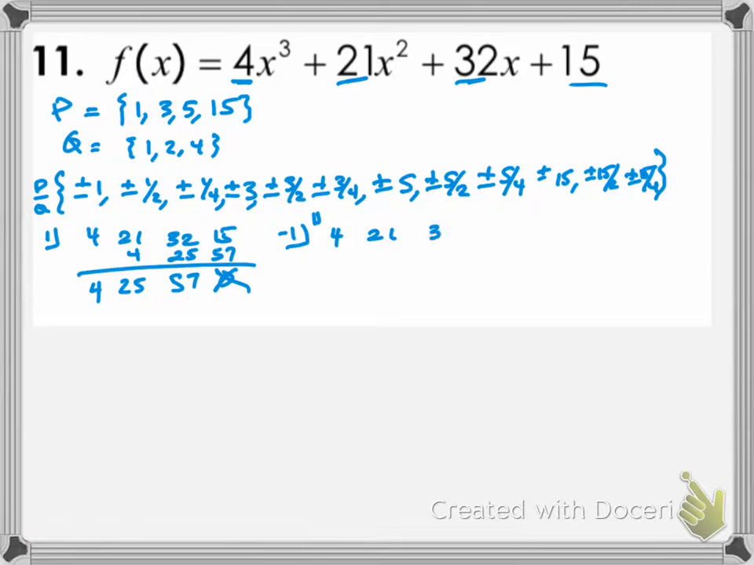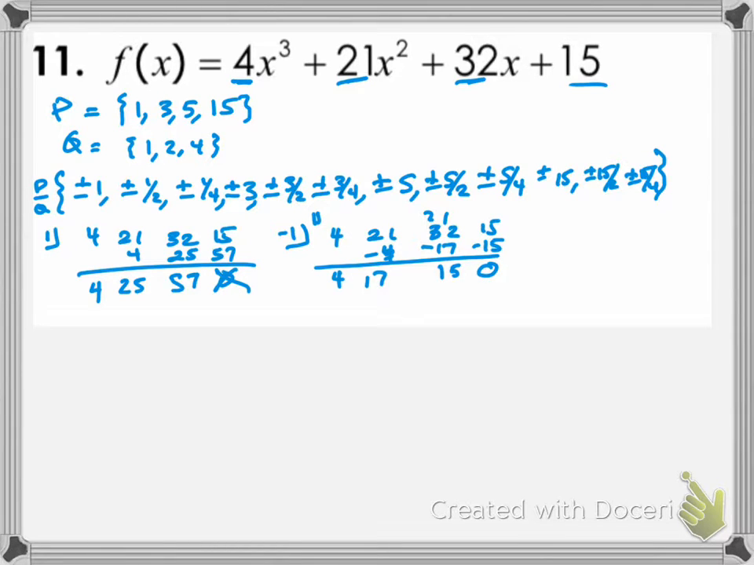4, 21, 32, 15. 4, -4. Oops, -4. So would that be 17, right? And that's negative 17. And so take away 17 from 32 is 15, and negative 15. So it looks like negative 1 worked. Yay, because we got 0. So we have one of them.